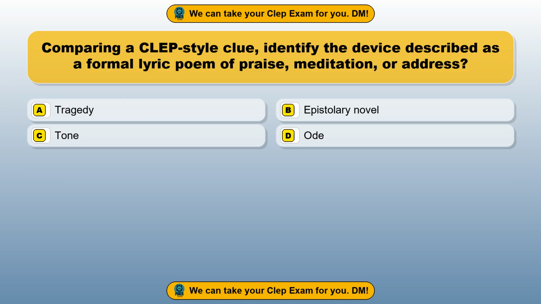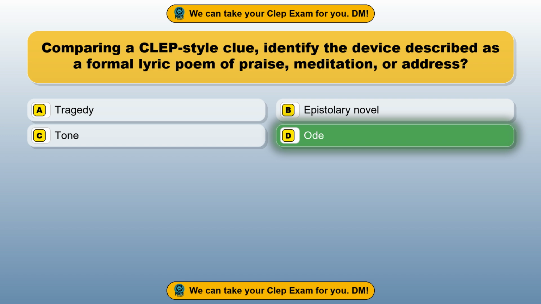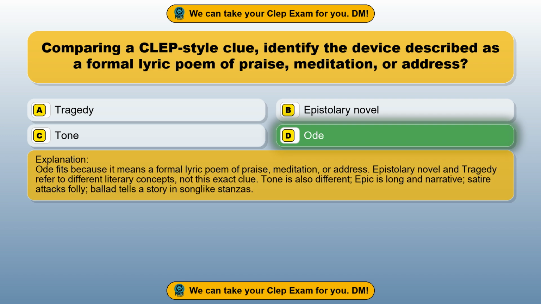Question 15. Comparing a CLEP-style clue, identify the device described as a formal lyric poem of praise, meditation, or address. Option A. Tragedy. Option B. Epistolary novel. Option C. Tone. Option D. Ode. The correct answer is option D. Ode. Ode fits because it means a formal lyric poem of praise, meditation, or address. Epistolary novel and tragedy refer to different literary concepts, not this exact clue. Tone is also different, epic is long and narrative, satire attacks folly, ballad tells a story in song-like stanzas.